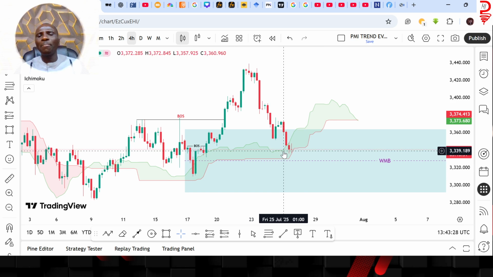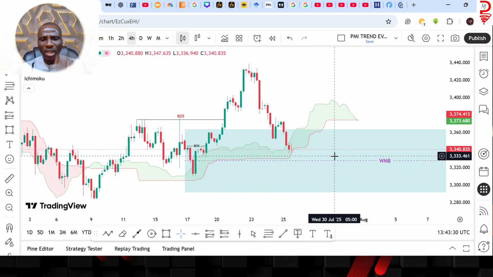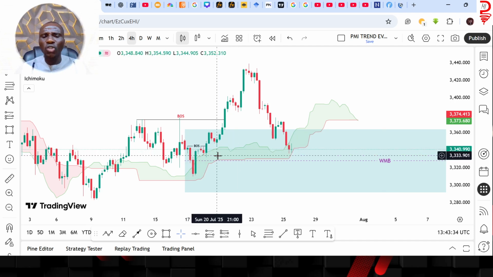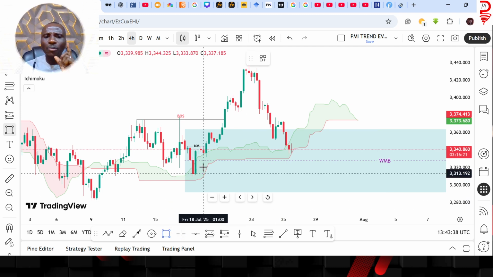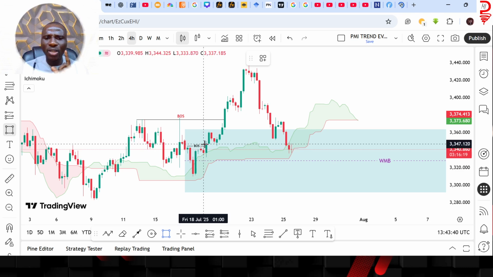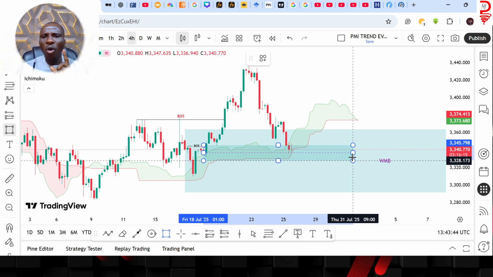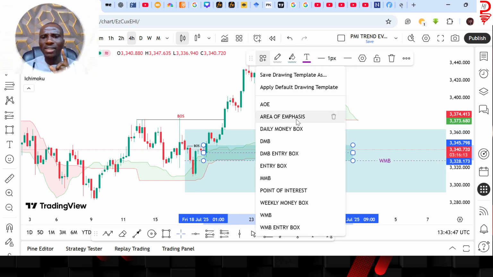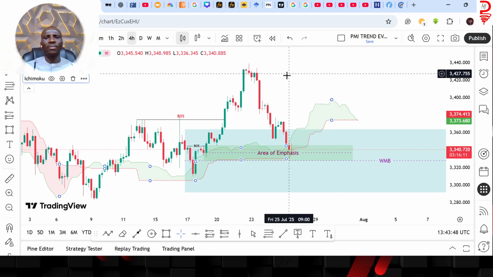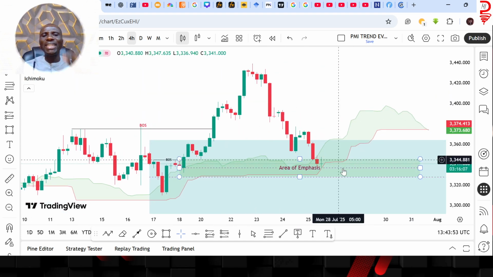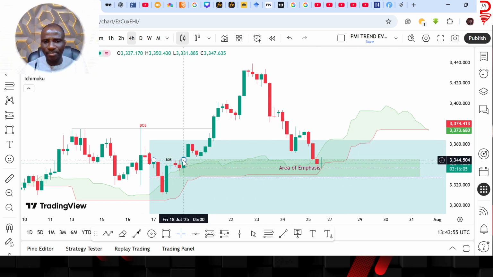However, when the market trades back into the money box, you are looking for a break of structure within the money box. The origin that created that break of structure will be your area of emphasis. Interestingly, you see, the market is now within the area of emphasis.